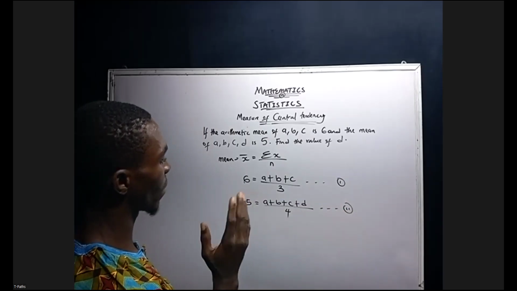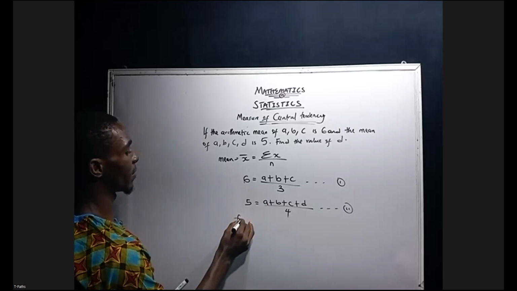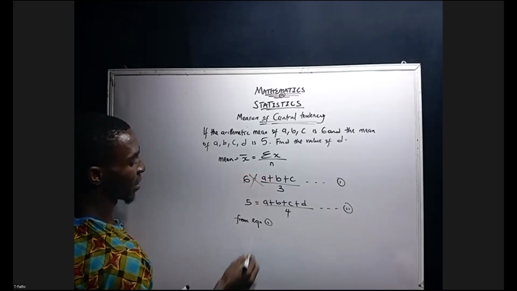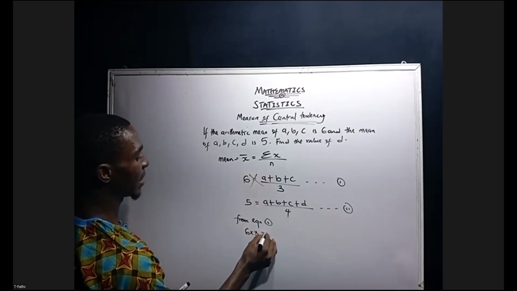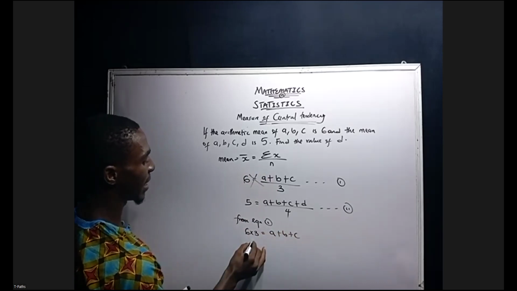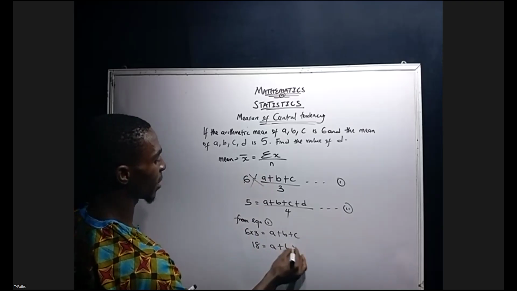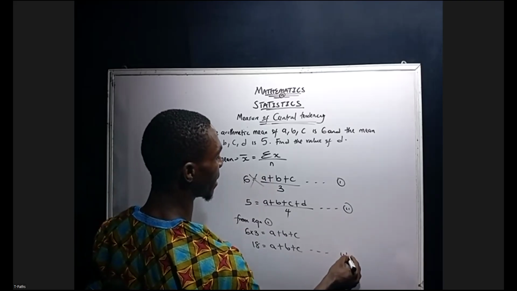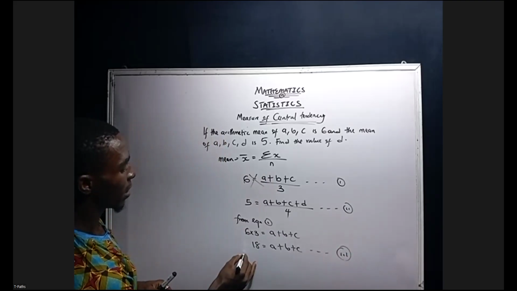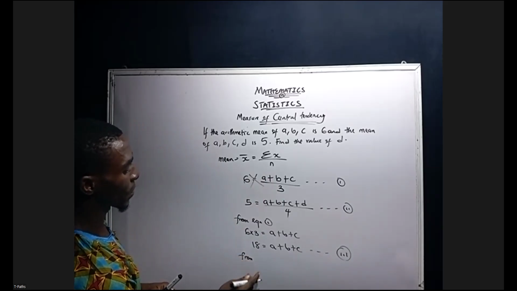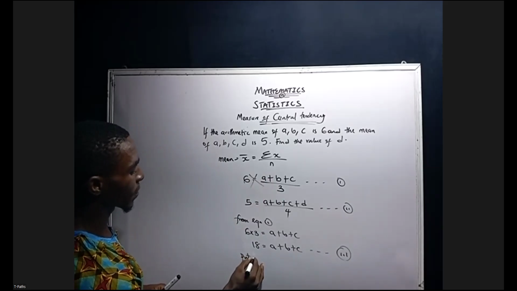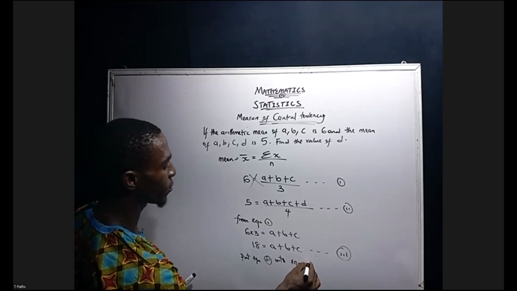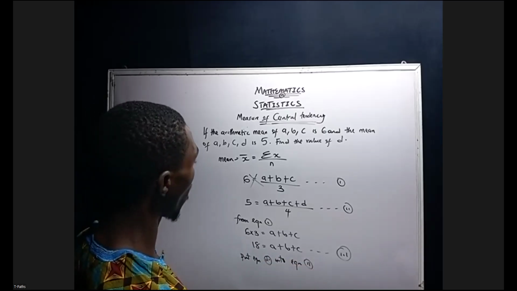Now, take a look at this. From equation 1, when you cross multiply, we have 6 times 3 equals A plus B plus C. That is 18 equals A plus B plus C. Now, A plus B plus C equals 18. Call that equation 3. Now, from equation 2, we put equation 3 into equation 2. So I can bring my solution up here again.